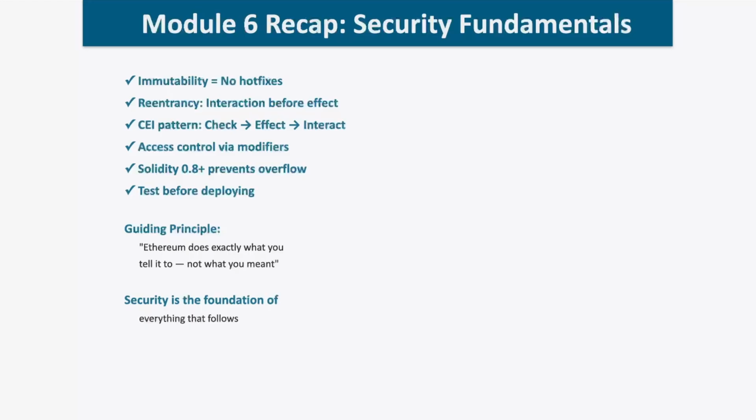You now understand the fundamental security principles. As you build more complex contracts, you will encounter more sophisticated vulnerabilities. But the foundations are here. Immutability, reentrancy, access control, and state management. Master these and you can build secure contracts. Smart contract security is not a side topic. It's the foundation of everything.